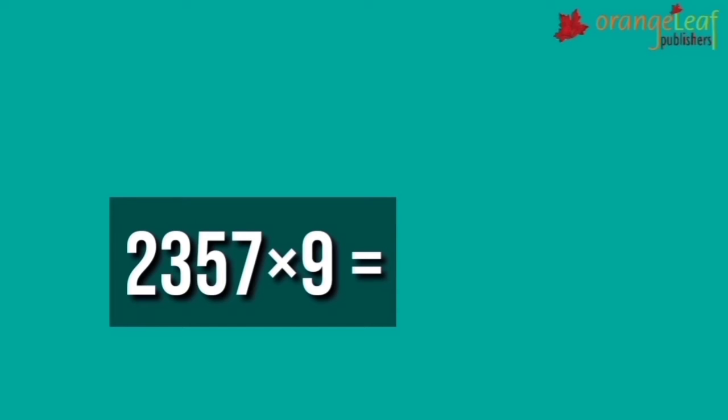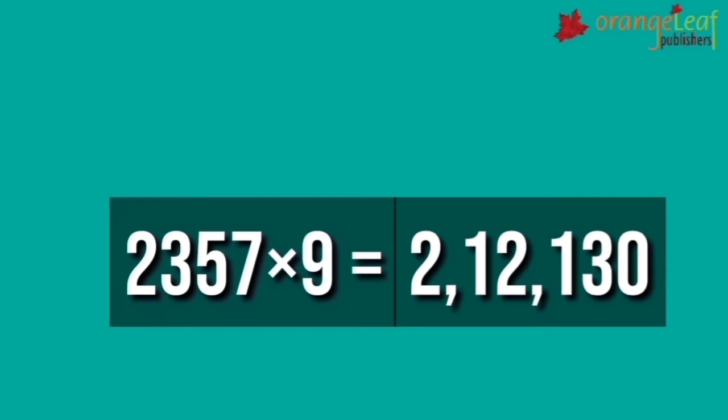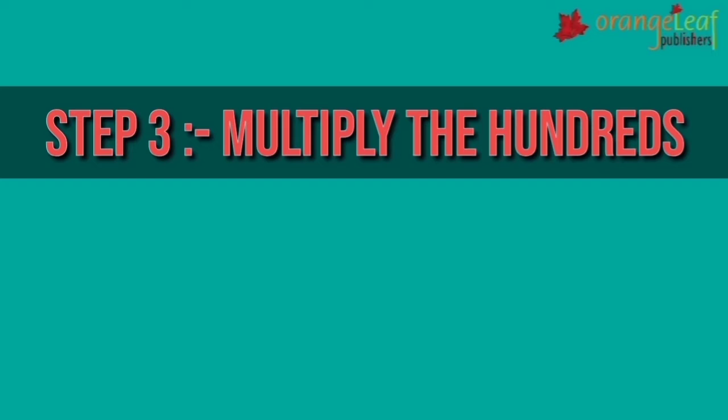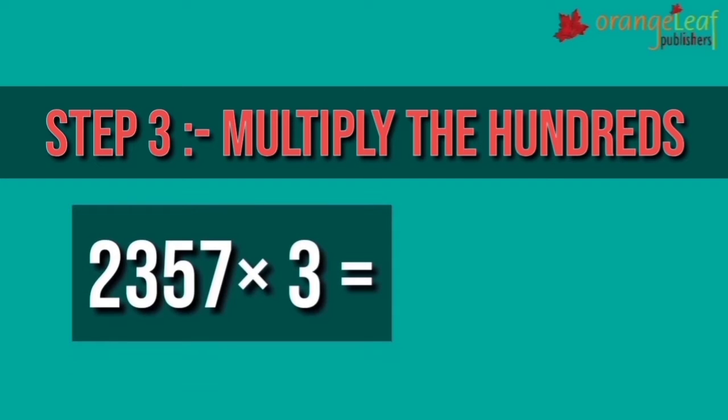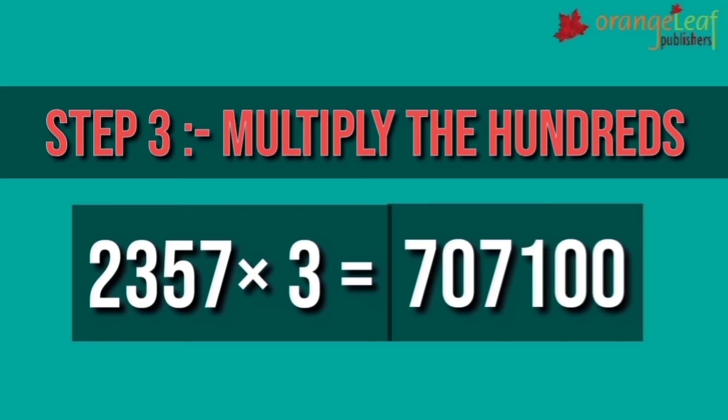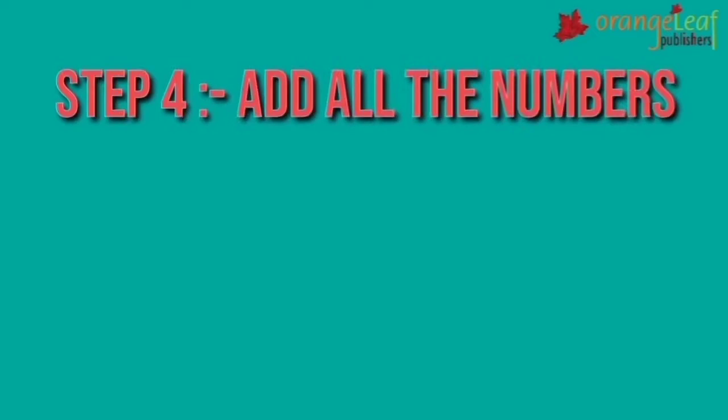Step 2. Multiply the tens. 2357 into 9 is equal to 2,12,130. Step 3. Multiply the hundreds. 2357 into 3 is equal to 7,71,100. Step 4. Add all the numbers.